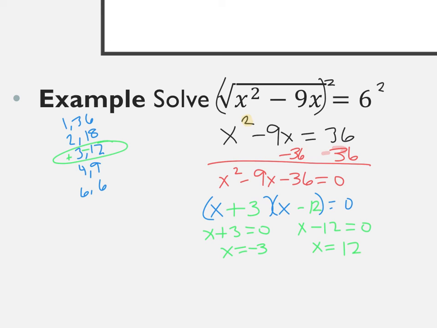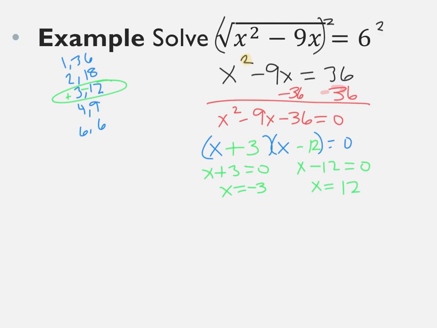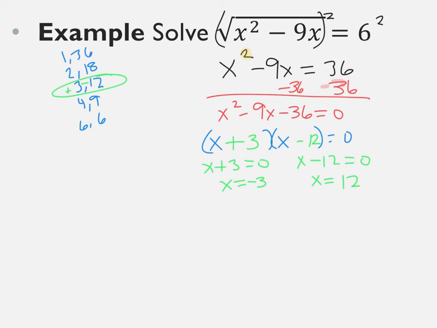When you do the check, this time you need to plug in both solutions into a calculator or into a piece of scratch paper. We know negative 3 squared is 9 minus negative 9 times negative 3, which is positive 27. Oh, that's a 2, which does give us the square root of 36. So we know that negative 3 is good.